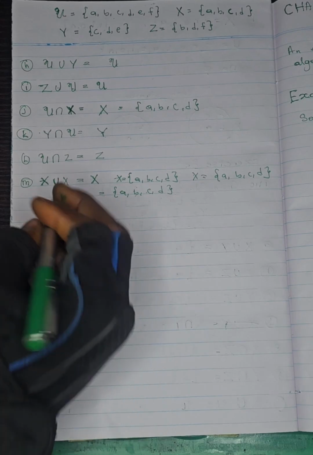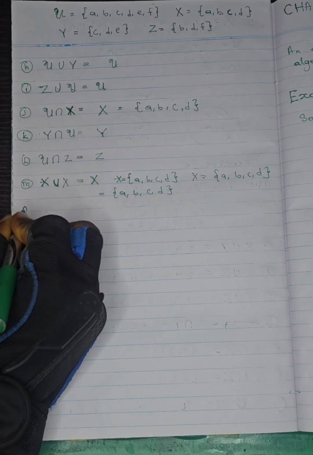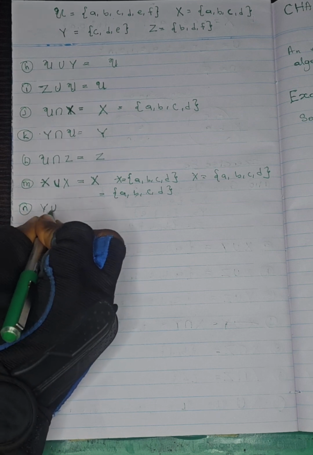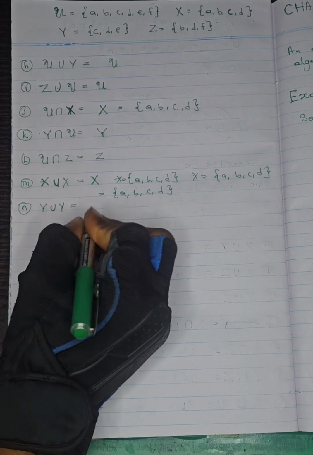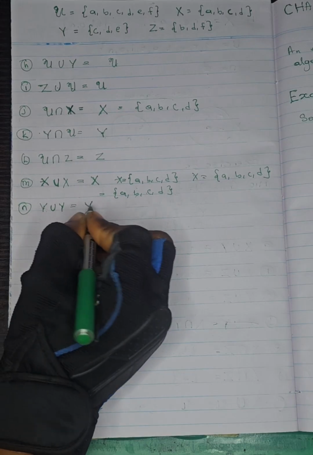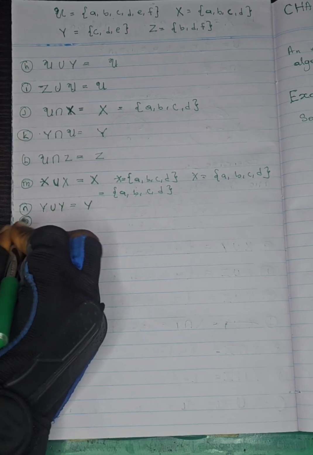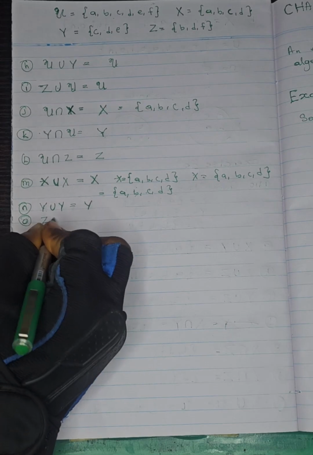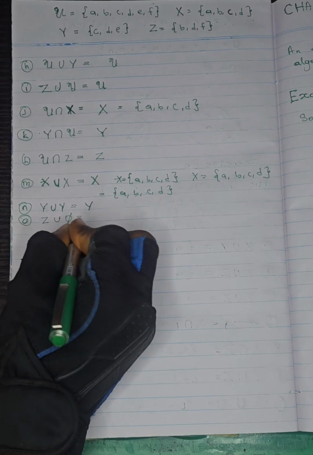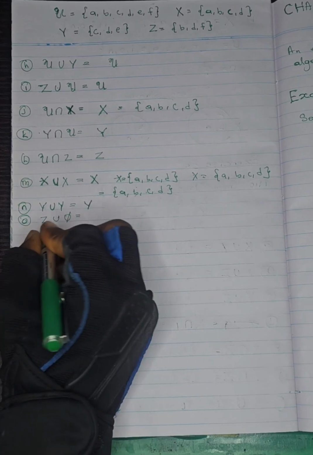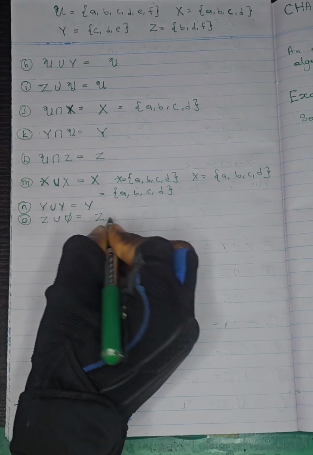Are we together? So let's go to N. Y union Y. So your answer is Y. I don't need to solve for this, I've already explained M and N. So we'll go to O. We have Z union empty set. When you go to Z union empty set, your answer is still the same, Z.